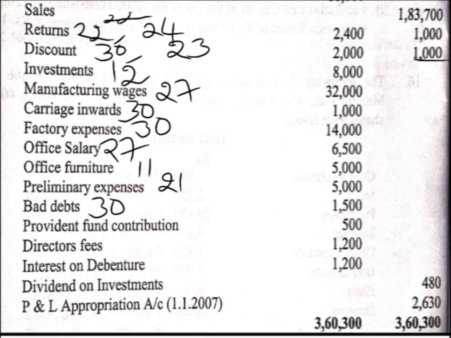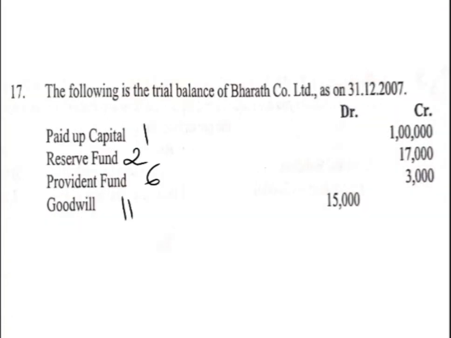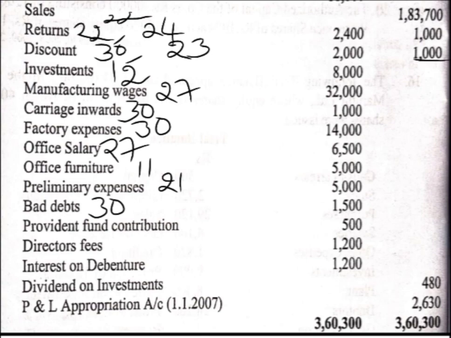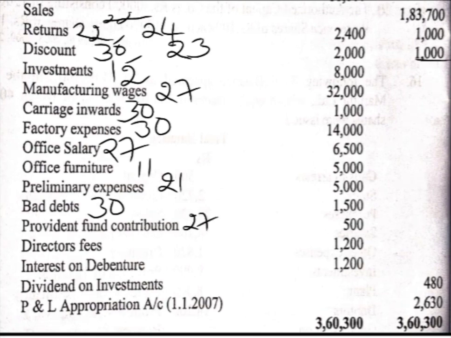Provident fund contribution. In the previous page we have come across this provident fund, so it is the accumulated amount, how much is there, 3000, but this provident fund contribution means during the year they have contributed so much. So that will be considered in note number 27, that is employee benefit expense. One more is directors fees, we have to consider in note number 30.